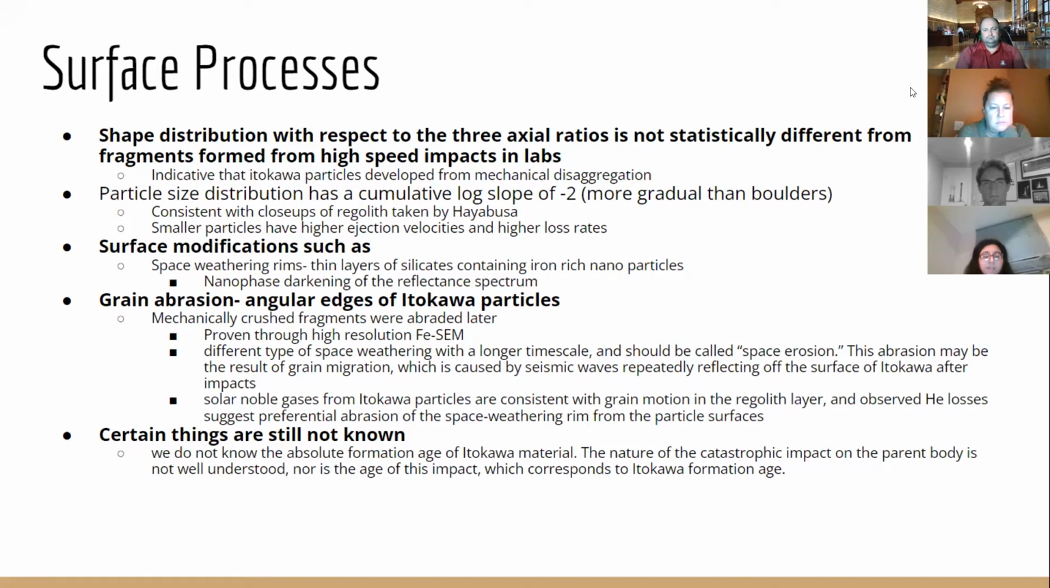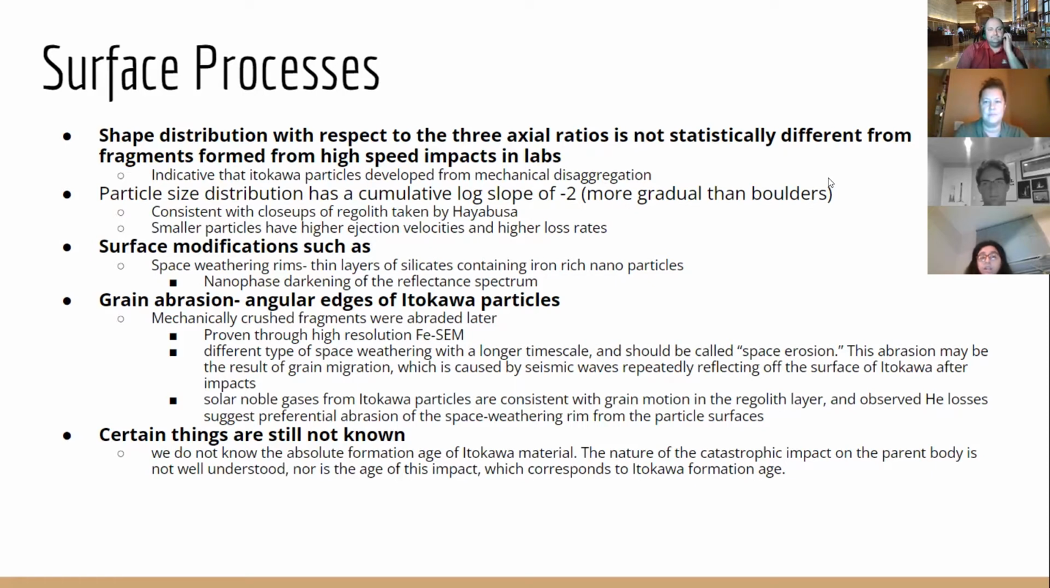But the specific type of weathering on Itokawa is specific to the asteroid itself, and it should be better known as space erosion. The abrasion itself is a result of grain migration, and that's probably due to seismic waves repeatedly reflecting off the surface post impacts. And then solar noble gases from the particles are consistent with grain motion. So we know there's a lot of movement happening within the regolith layer, and that this is also connected to the space weathering and the silicate layers.